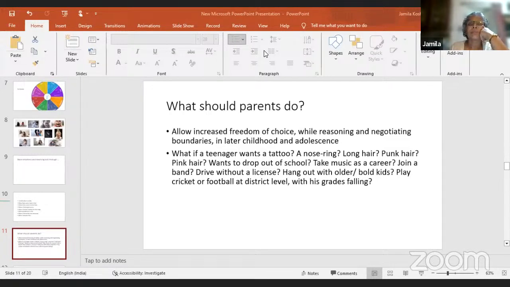Hang out with bold kids, maybe. Okay. Drive without license. Okay. Betty has put that. Yeah. So see, you can understand that the way we respond to this would depend on how our own faith and our own understanding of the world is, isn't it?